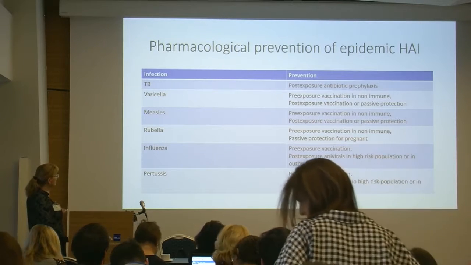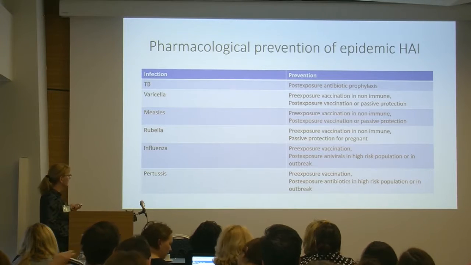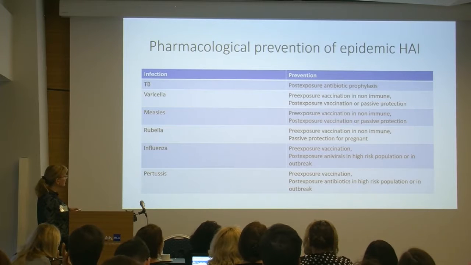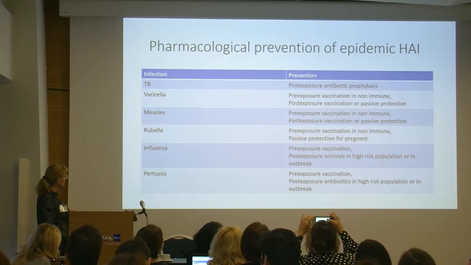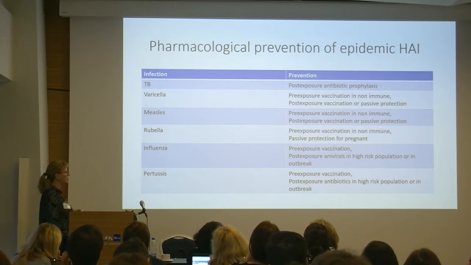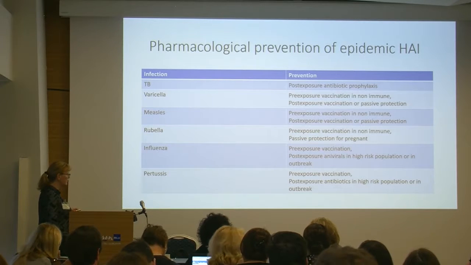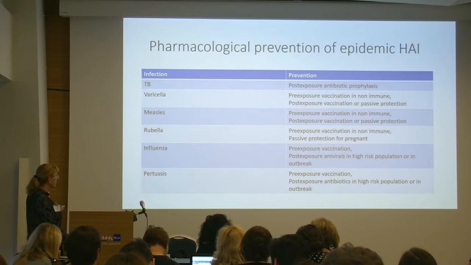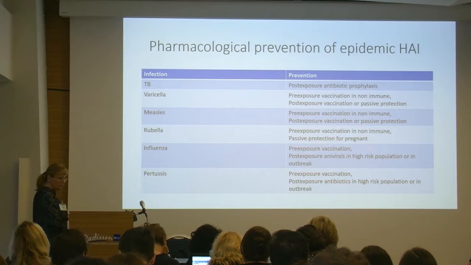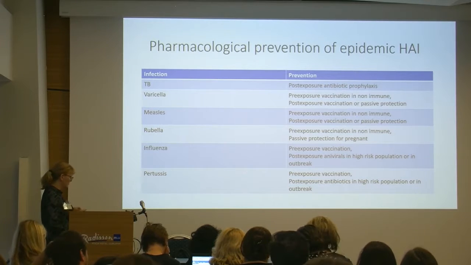So what is available, these are the most common epidemic hospital-acquired infections that can be involved in our daily life. For TB, we have post-exposure antibiotic prophylaxis. For varicella, pre-exposure vaccination, or post-exposure vaccination or passive immune protection, the same for measles. For rubella, important for pregnant healthcare workers, there is post-exposure vaccination and post-exposure passive protection, because pregnant women can't get active immunization as this vaccine is live. Then we have influenza, pre-exposure vaccination, post-exposure antivirals, which are reserved only for high-risk populations and in the case of outbreak. For pertussis, pre-exposure vaccination, post-exposure antibiotics in high-risk populations or in outbreaks.